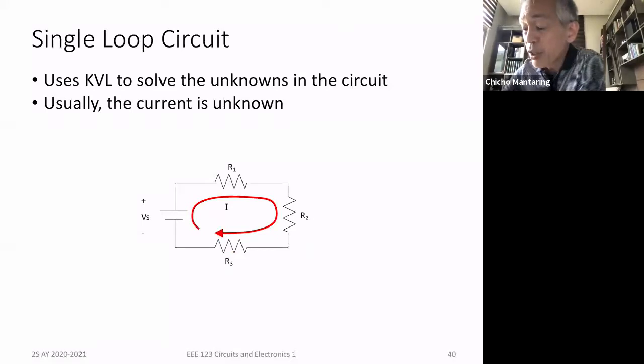So you can use KVL to solve for the unknowns in a single loop circuit. So this is an example of a single loop circuit. In a single loop circuit, all of the elements are in series. Vs is in series with R1, R1 is in series with R2, R2 is in series with R3, and R3 is in series with Vs. Because if you take a look at their points of interconnection, there's nothing else that is connected. So how do we apply KVL here?